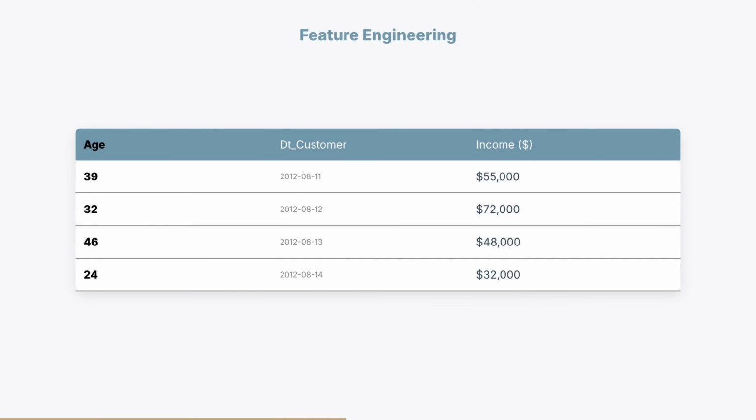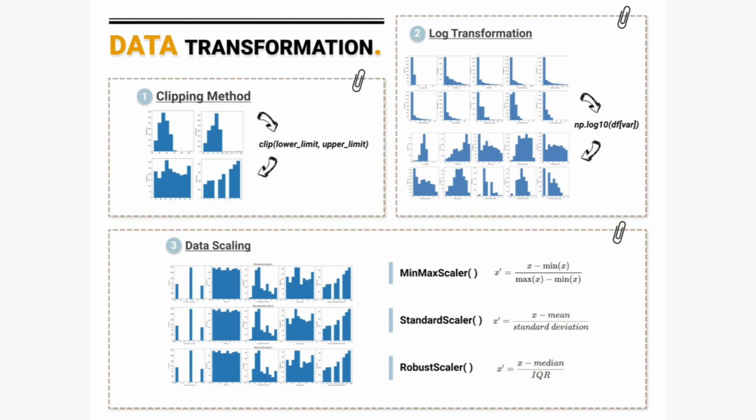That includes domain-specific basic feature engineering. Apply log transformation for right skewed data. Clipping methods for handling outliers. We will also compare 3 data scaling techniques: MinMax scaler, standard scaler, robust scaler.